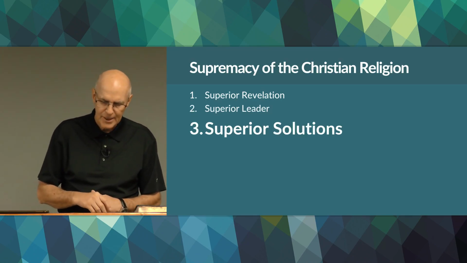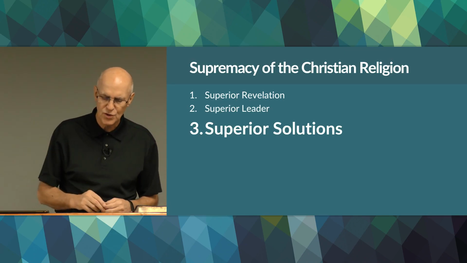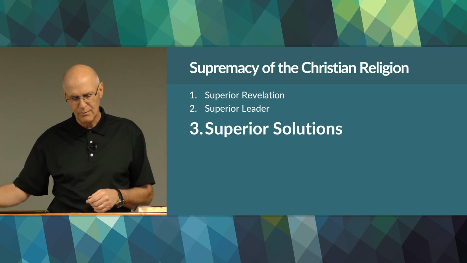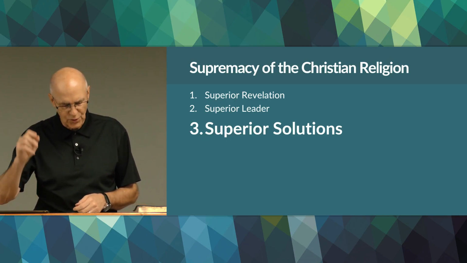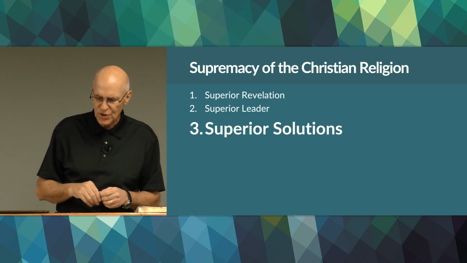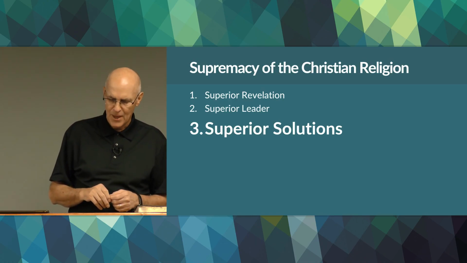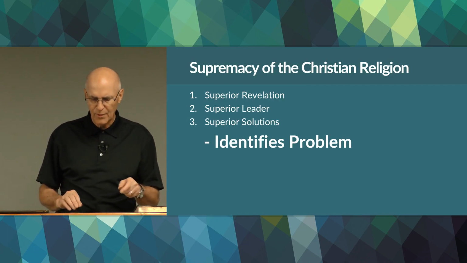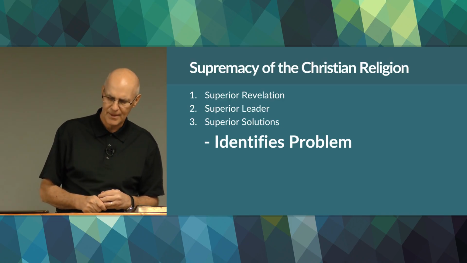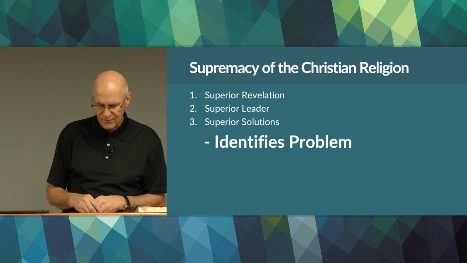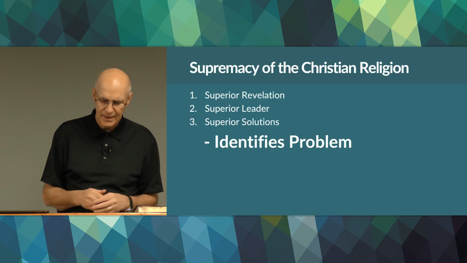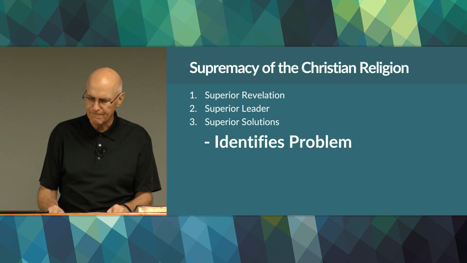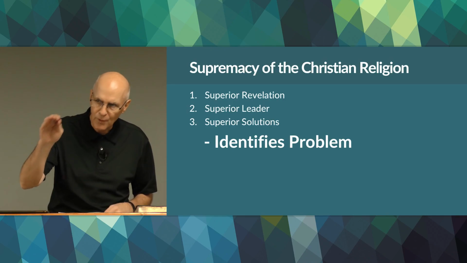Number 3, Christianity offers a superior solution to the problems of humanity. Other religions offer to solve humanity's problem by imposing religious rules or practices, or a final solution after death occurs. Christianity, on the other hand, identifies the underlying problem that causes the human suffering that we see. And that is separation from God because of disobedience to God's laws, which is sin, which leads to guilt and shame, rebellion, death, judgment, and condemnation. And so in Christianity, the problem is identified.